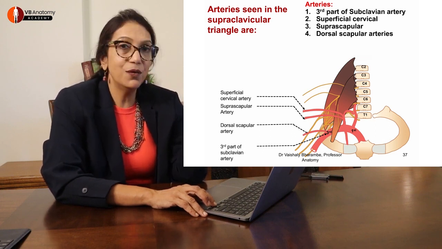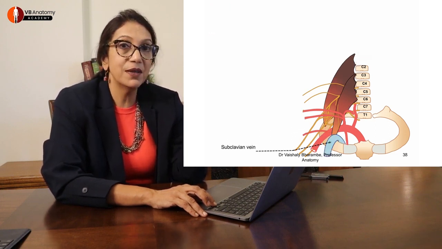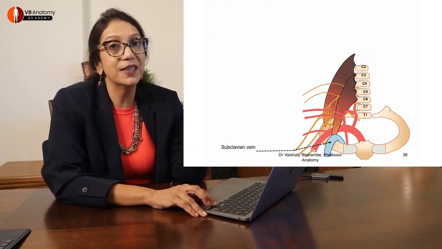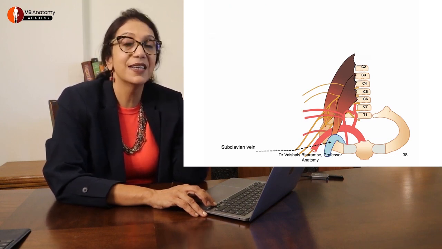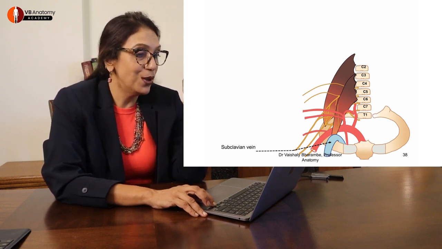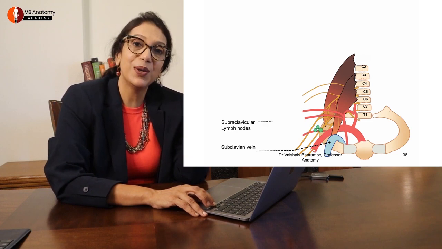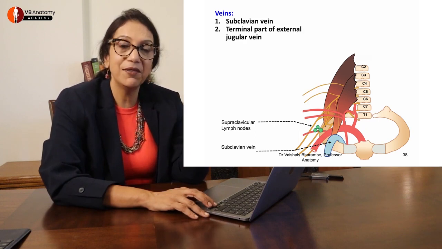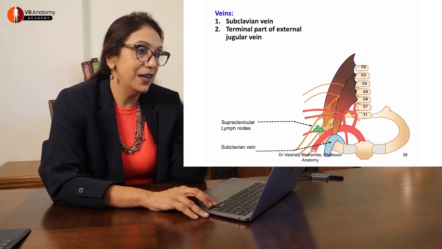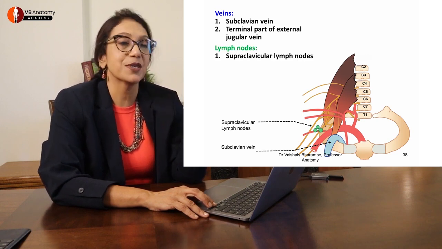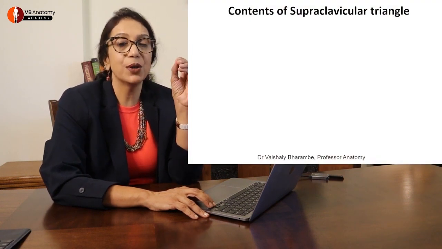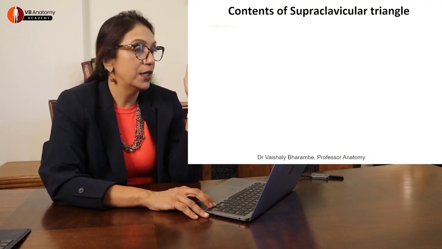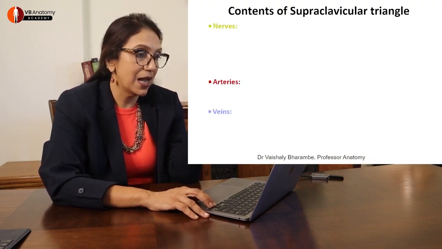Okay. Let's take it forward from here. I can see my subclavian. Try to remember what drains into subclavian. I taught you right in the beginning of this class, external jugular. Good. And what you also see here is the supraclavicular lymph nodes. Okay. So now let's put it all on screen. Veins, subclavian and terminal part of the external jugular. Lymph nodes, supraclavicular lymph nodes. Right. So now I think there is some chance of your remembering the contents. The contents of supraclavicular triangle can be grouped into nerves, arteries, veins and lymph nodes.